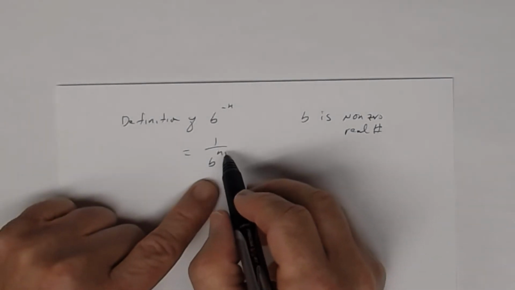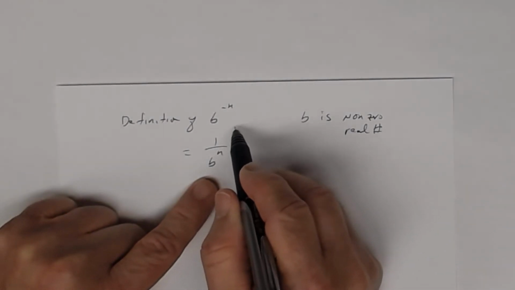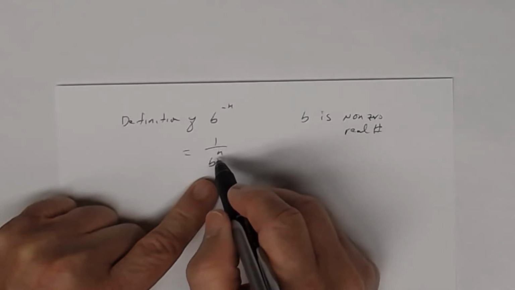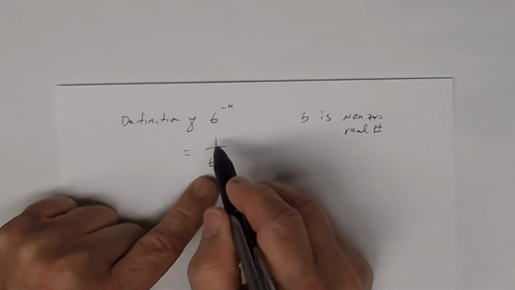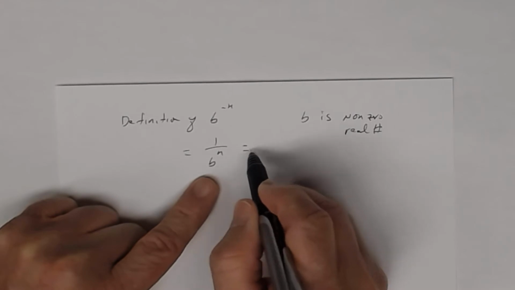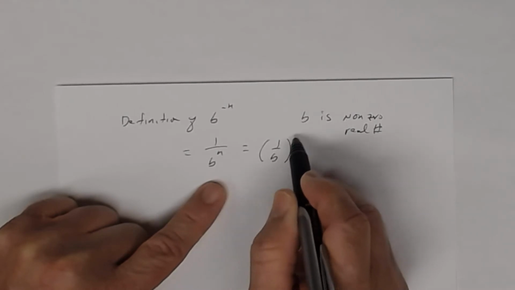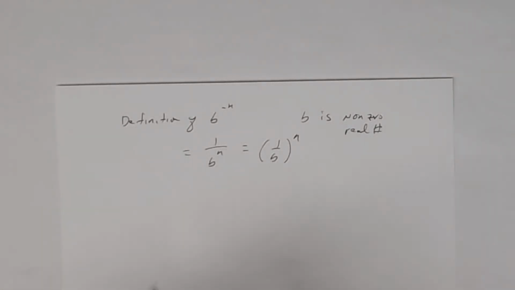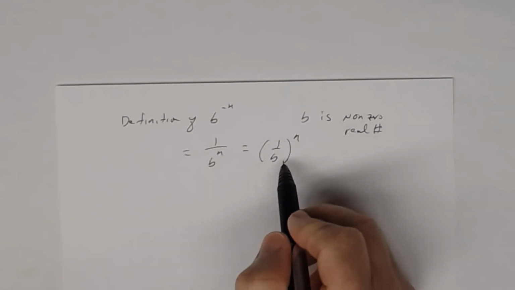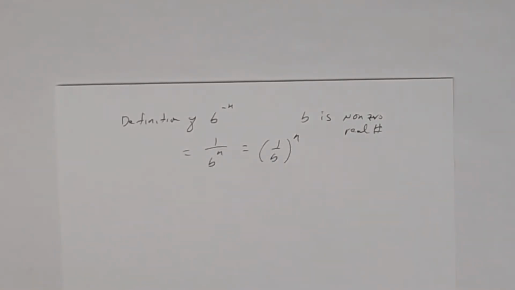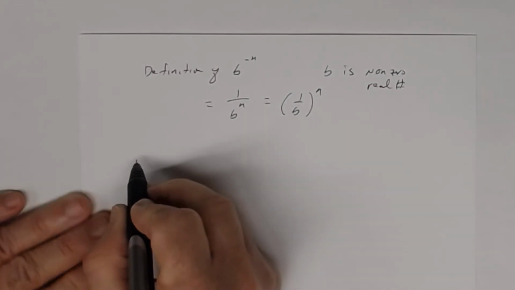Now, keep in mind also this fact. 1 over b to the n, this right here is equal to this, but I can also think of this as 1 over b to the n power as well. Because look, 1 to the n is 1, b to the n is b to the n. All right? Okay, so that's where we're at. Now let's look at some examples.